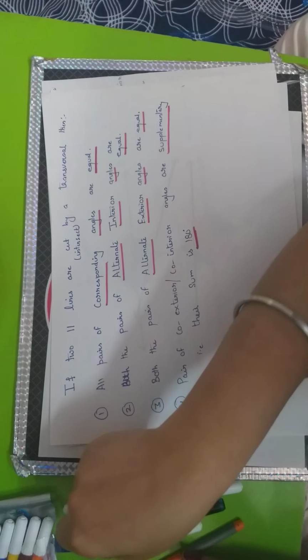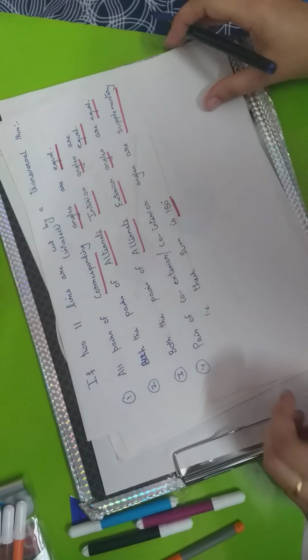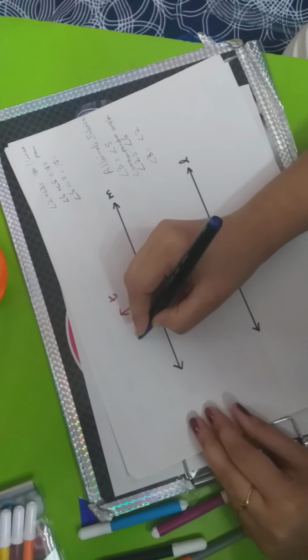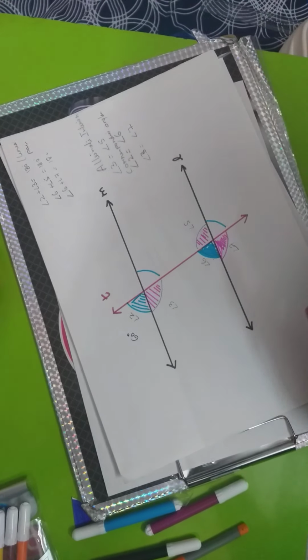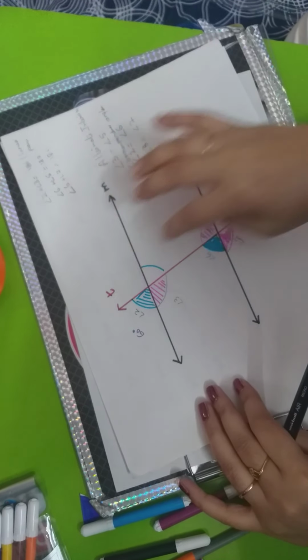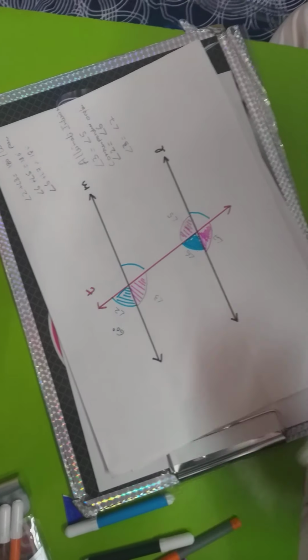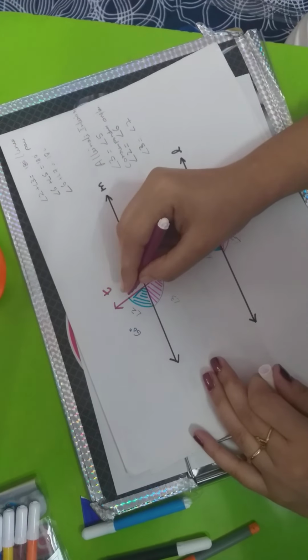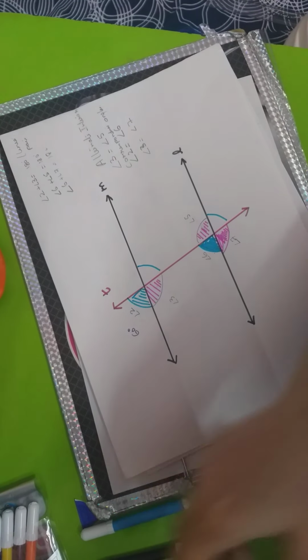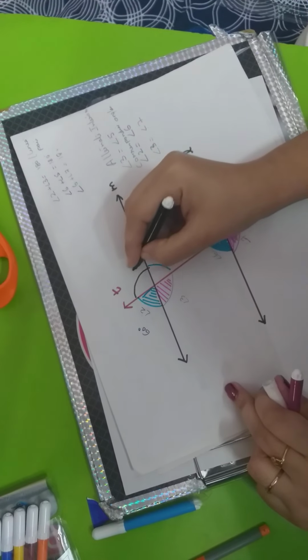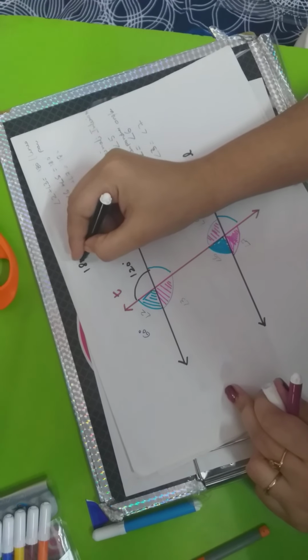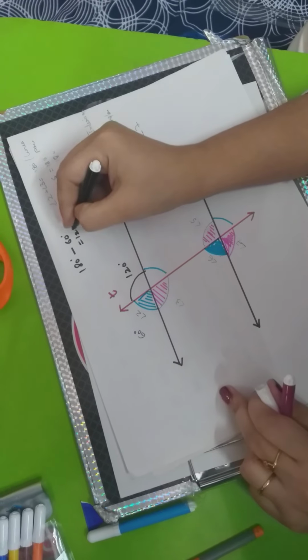Now suppose I take this line. Suppose this angle is 60 degrees. Now can you find the value of other angles? Yes, we can. This angle is 60, so this angle will be 120 degrees with the help of the linear pair, because 180 minus 60 gives 120.